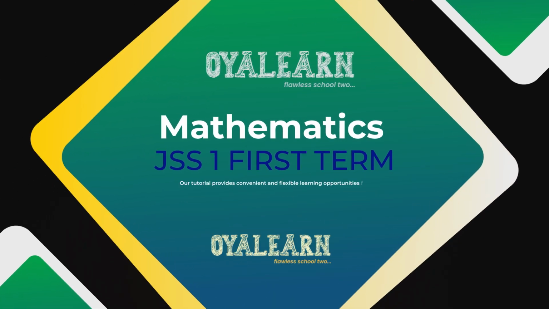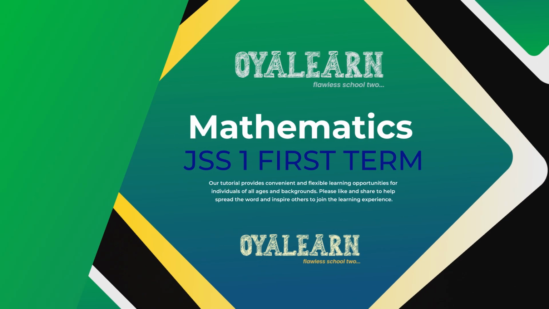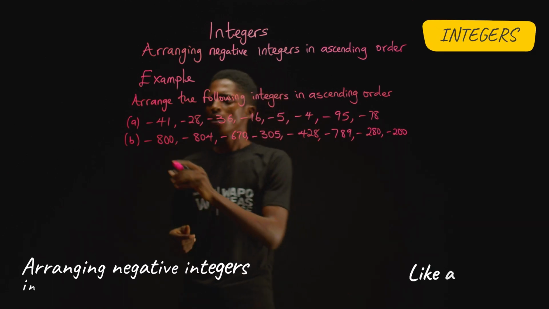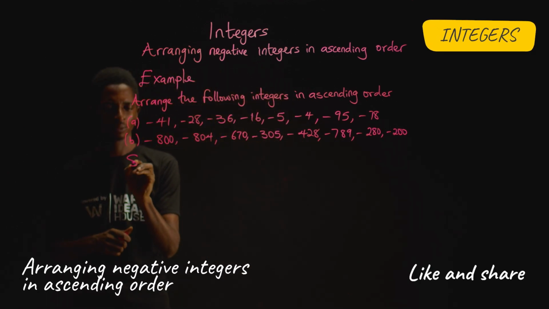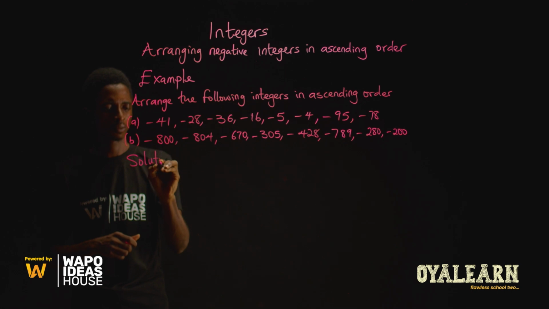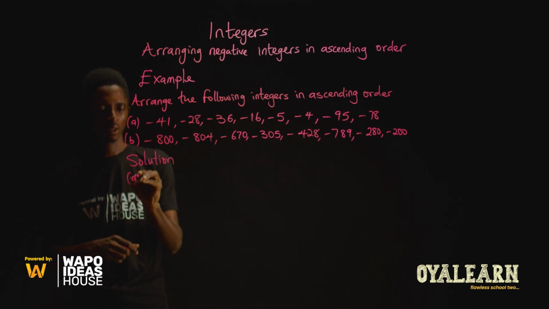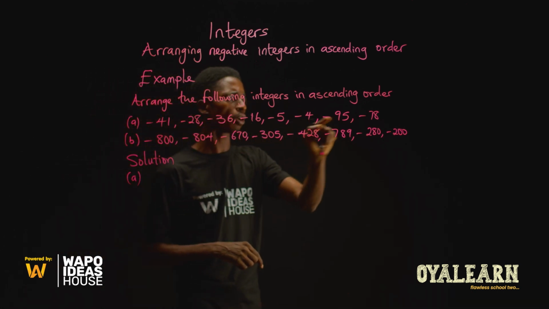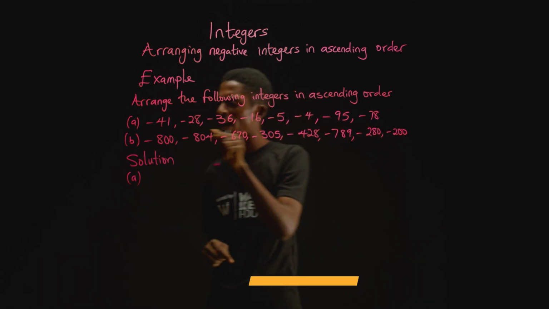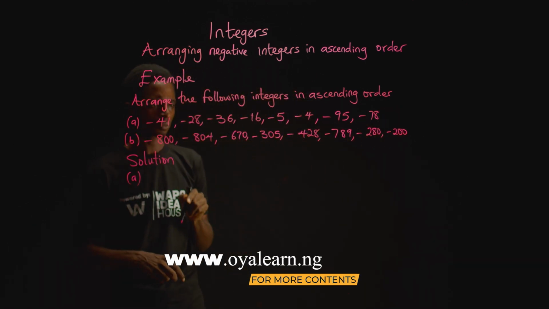Arrange the following integers in ascending order. Solution. Let us consider this group of numbers we have in A.